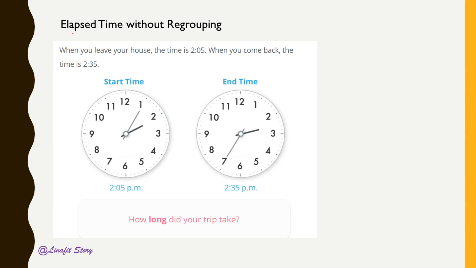Elapsed time without regrouping. When you leave your house, the time is 2:05. When you come back, the time is 2:35. How long did your trip take?